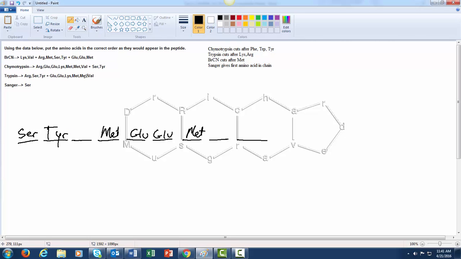Going back to BrCN, we've got this fragment here that has Arg, Met, Ser, and Tyr in it, and it means this must be Arg.